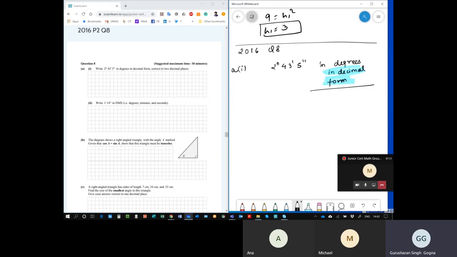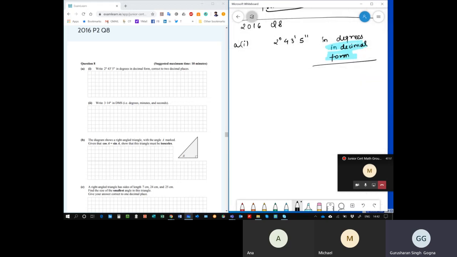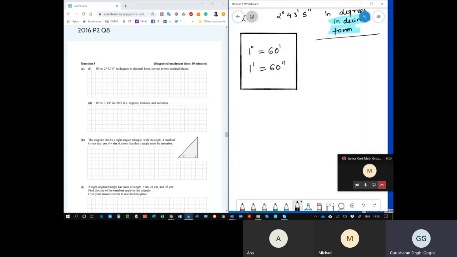Okay. So before you jump into this question, you should know the conversion factor. So for example, 1 degree is equal to 60 minutes and 1 minute is equal to 60 seconds. Those are the conversion factors, which you should know. So how to deal with these kinds of questions? You need to work backwards. So start with 5 seconds and convert into minutes. So how will you convert 5 seconds into minutes? You need to divide by 60.